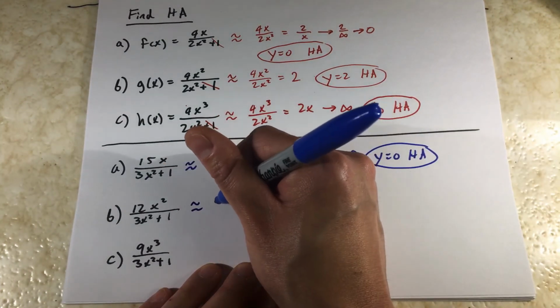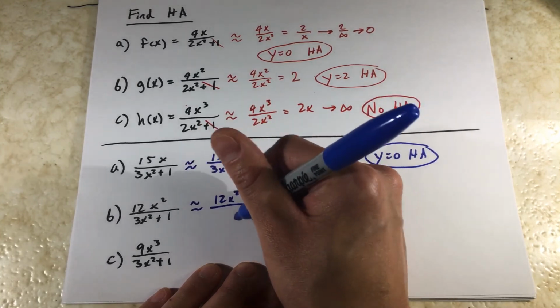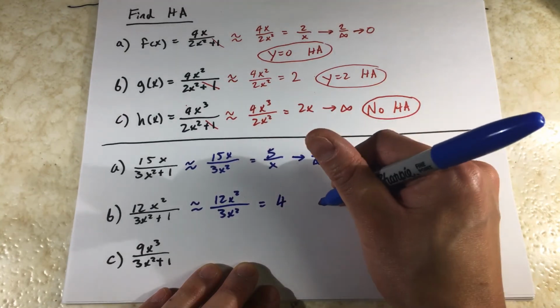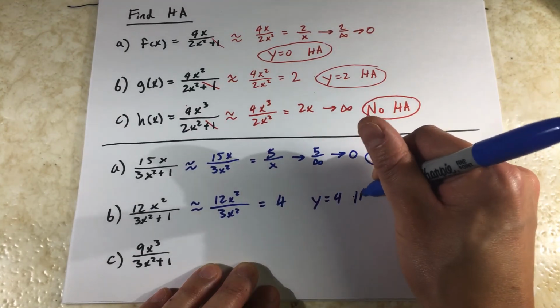This next one, again, keep the highest power of x. 12x squared over 3x squared is 4. So y equals 4 is our horizontal asymptote.